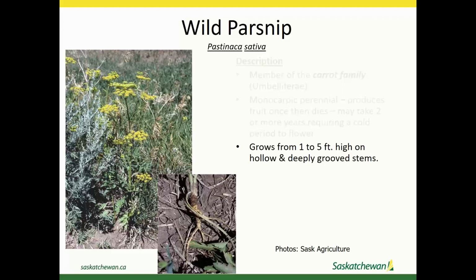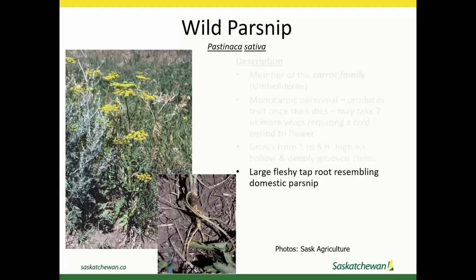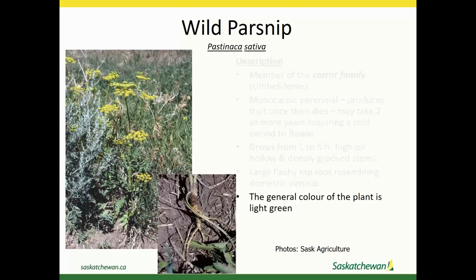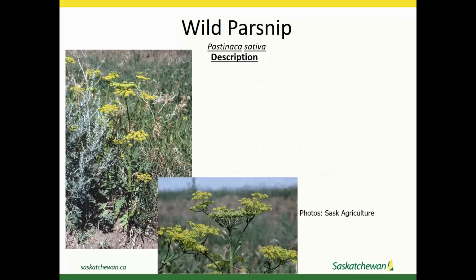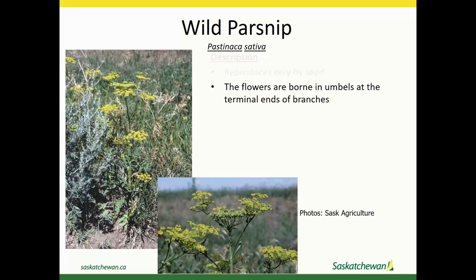It can grow up to, I will retract this, 5 feet, because I've seen plants growing as high as 6, maybe 7 feet in really good areas. The stems are hollow and deeply grooved. It has a large fleshy taproot, resembling a domestic parsnip. Surprise, surprise, this is the ancestor of our domestic parsnip. The plant is generally a palish kind of green color. It reproduces only by seed.